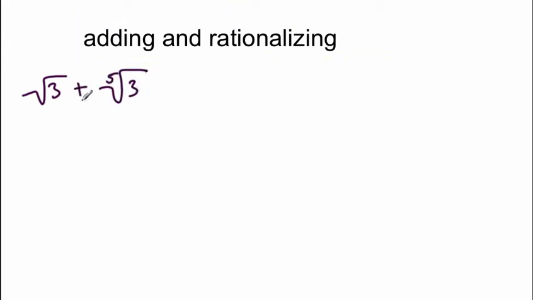So this is something to keep in mind, that if I have the square root of 3 and I want to add this to the fifth root of 3, I kind of can't. They're really asking very different questions. So this is literally just what it is. It's square root of 3 plus the fifth root of 3.